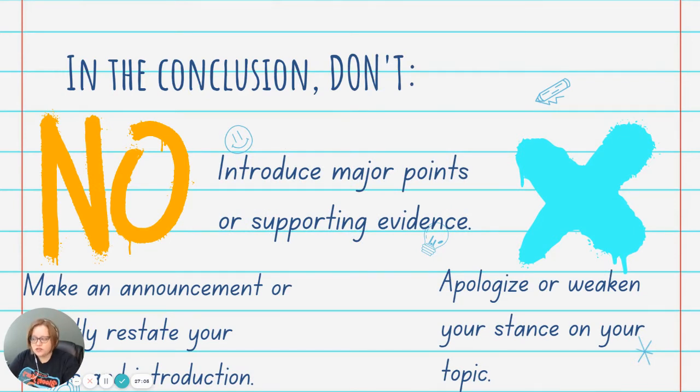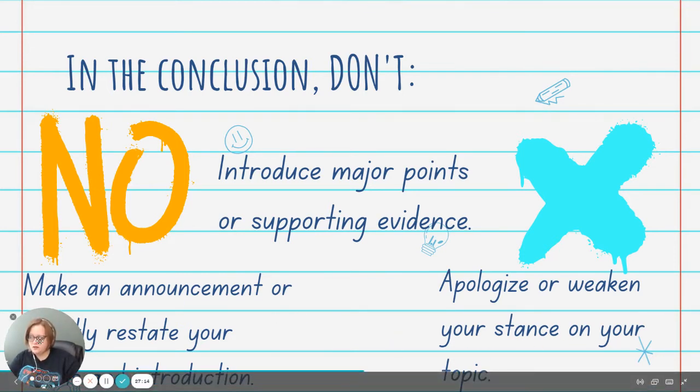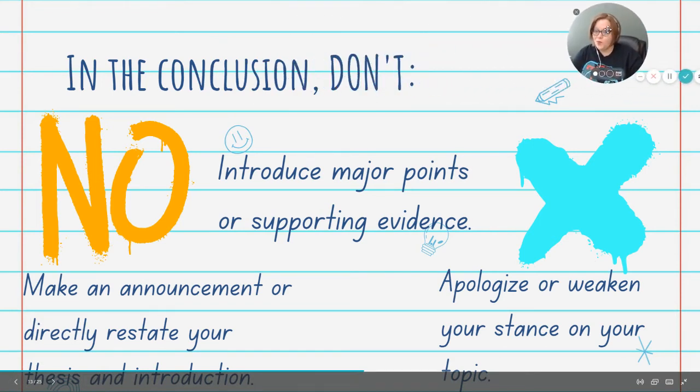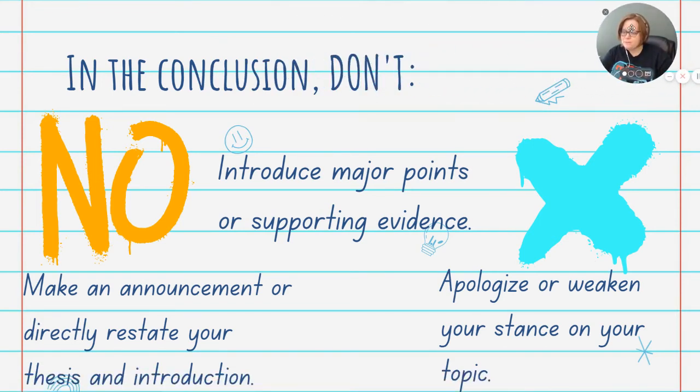In the conclusion, don't introduce major points or supporting evidence. All of your points that you will tell me should be in body paragraphs, okay? They should be nowhere else but in those body paragraphs. That is key. The conclusion is where we end things. It's where we wrap it up. We don't need to go over things in the conclusion.